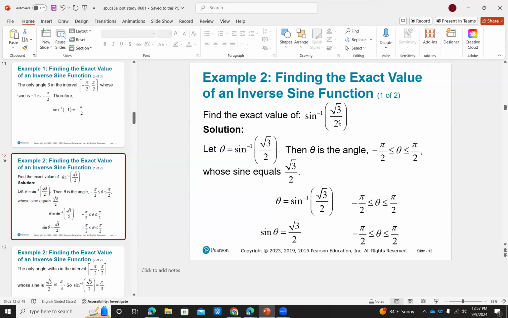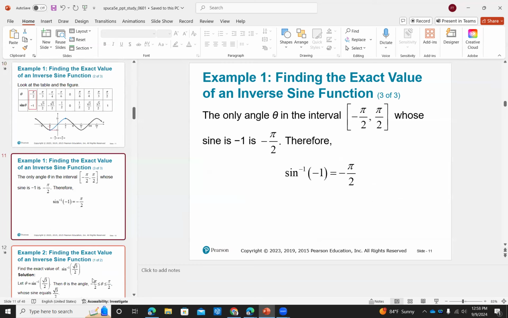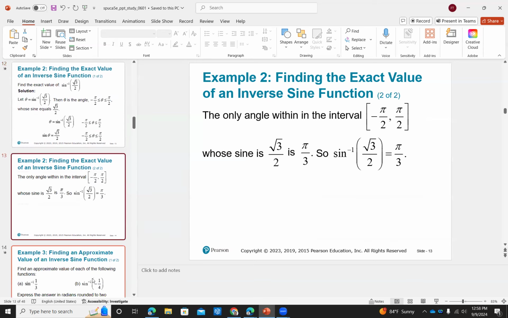So square root of 3/2, if you go back to the same chart that I showed you a minute ago, I have the positive square root of 3 over 2 here, and I have the negative one here. But in this question, I have the positive one. So it's matching with what angle? Pi over 3. So in this question, the answer will be pi over 3, because sine of pi over 3 is root 3 over 2. Therefore, inverse sine of root 3 over 2 is pi over 3.